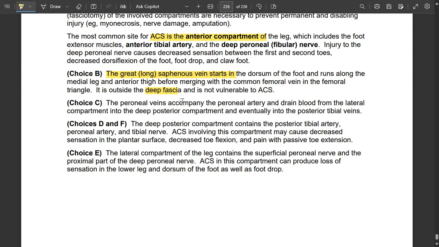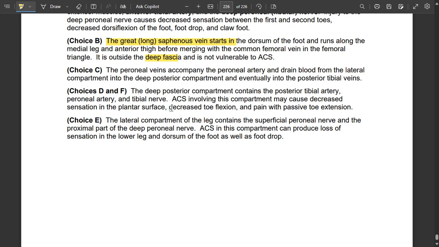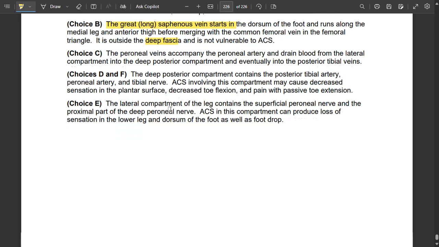The peroneal veins accompany the peroneal artery and drain blood from the lateral compartment into the deep posterior compartment, and into the posterior tibial veins. The deep posterior compartment contains the posterior tibial artery, peroneal artery, and tibial nerve. ACS in this compartment may cause decreased sensation in the plantar surface, decreased flexion, and pain with passive toe extension.